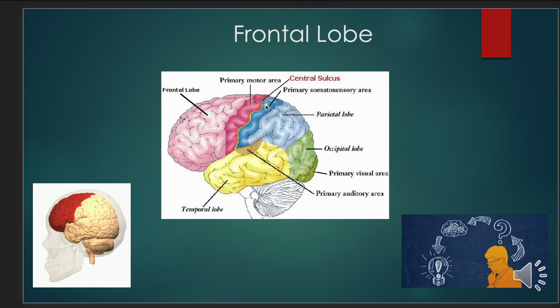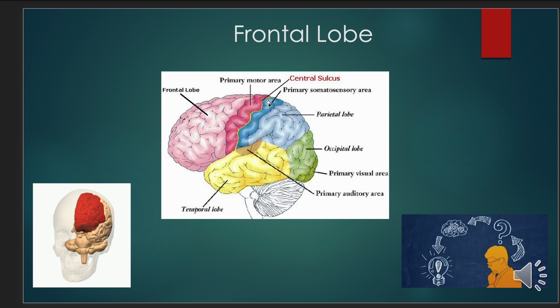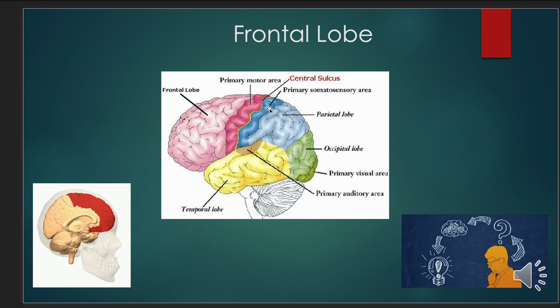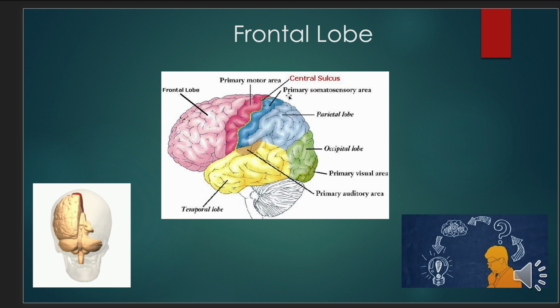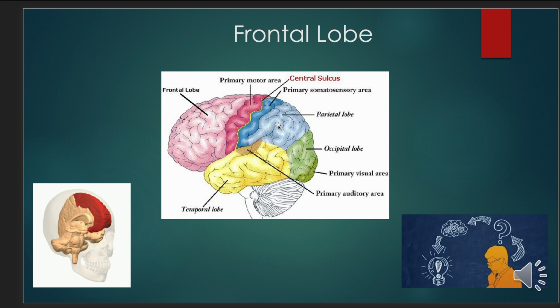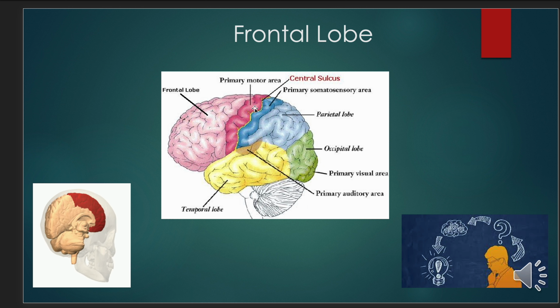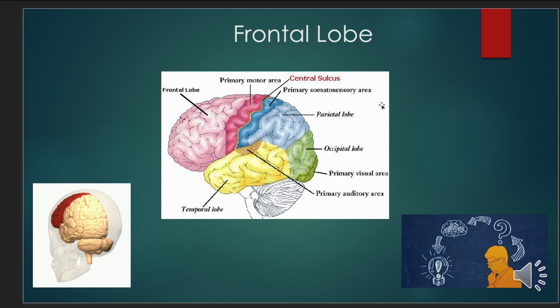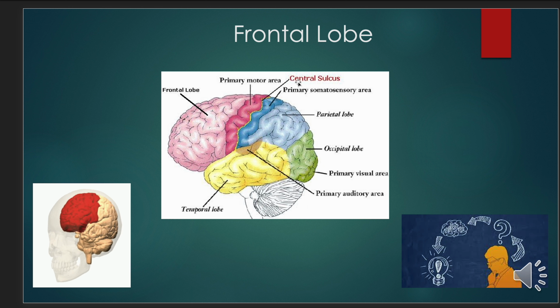The central sulcus, it implies that it's in between the frontal and the parietal lobes. And so we have a pre-central gyrus and a post-central gyrus. One of these is important for the primary motor area. The other one's for the primary sensory area, the somatosensory area. That's the pre-central and post-central gyri, named after the central sulcus here.